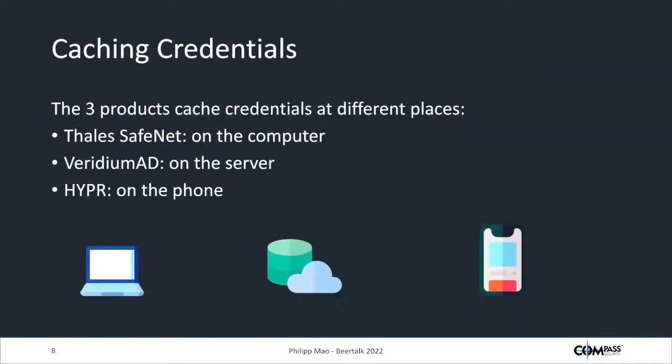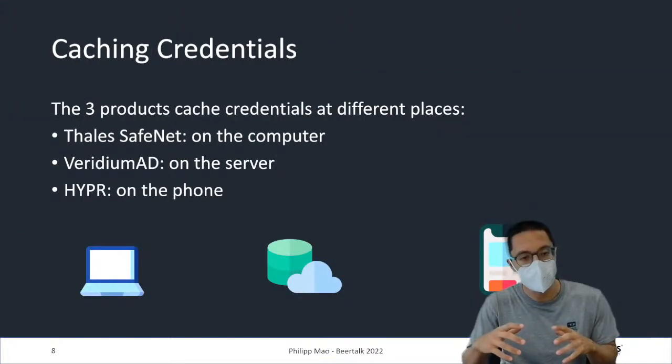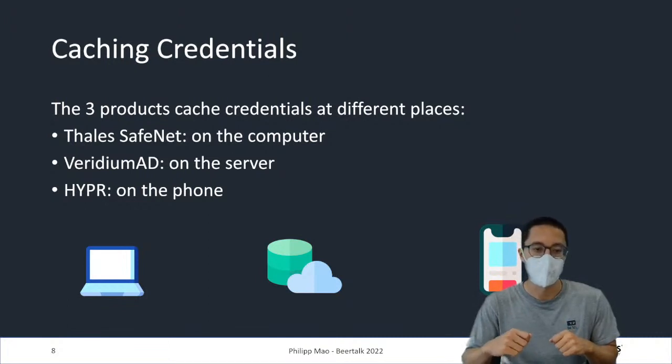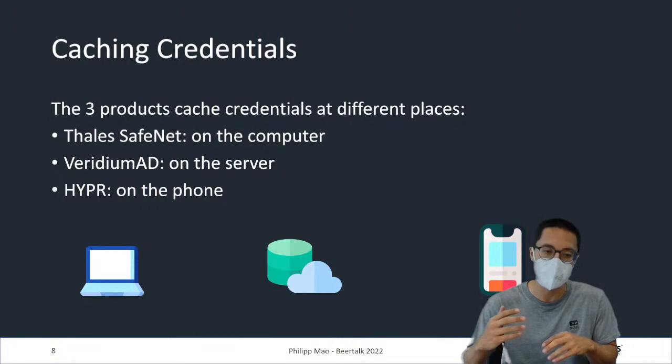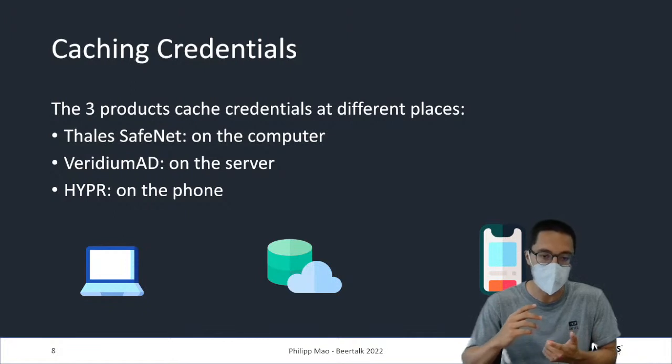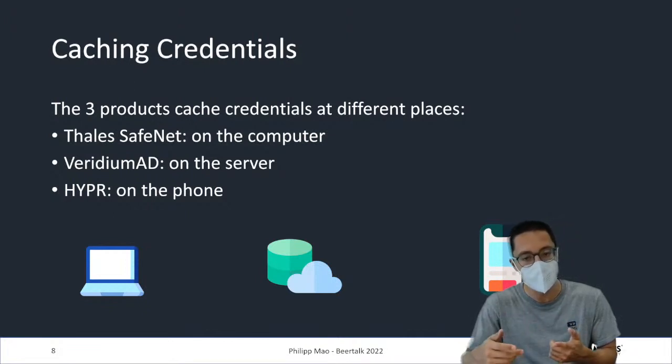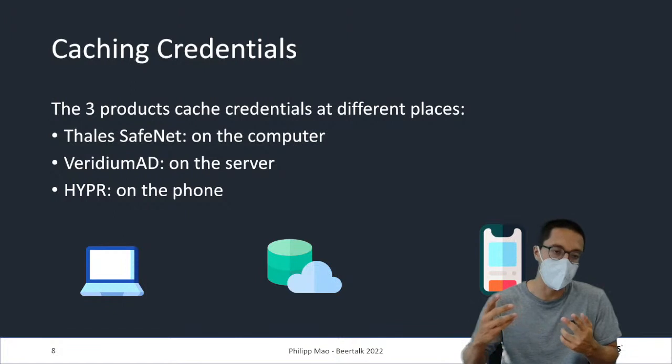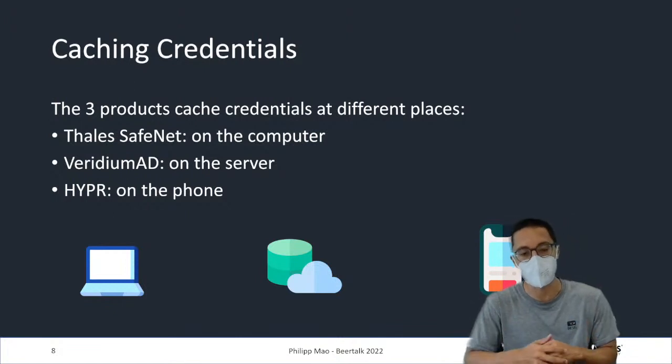Now, I guess I got lucky because the 3 products that I looked at all cache their credentials at different places. So we have SafeNet, which caches the credentials on the computer, VeridiumAD, which caches them on the server, and HYPR, which caches them on the phone. And this is really the biggest design decision that can be made when these products are built, because this has a huge impact on both the user experience as well as on how these products actually work, and of course, how you would go about attacking these products.